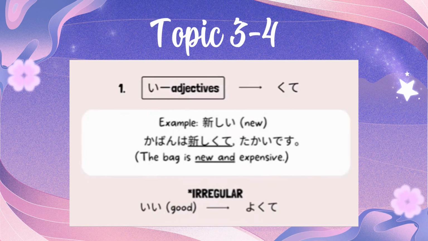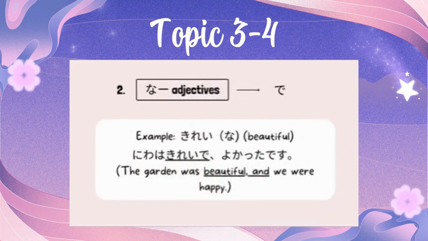But you have to remember that for the irregular i-adjective, which is ii, you have to substitute the i with yokute. It's an exception. Next, for a na-adjective, the te form is made by adding de to the base. For example, kirei. Even though the word ends with i, it's a na-adjective, and by adding de, it will be kirei de. The full sentence using a na-adjective is Niwa wa kirei de yokatta desu.